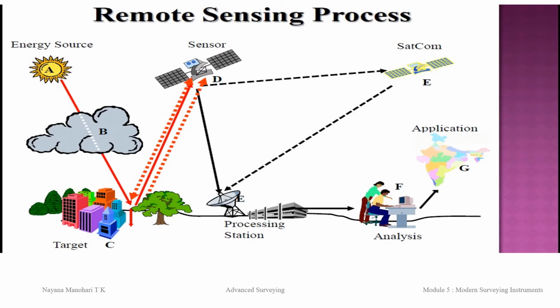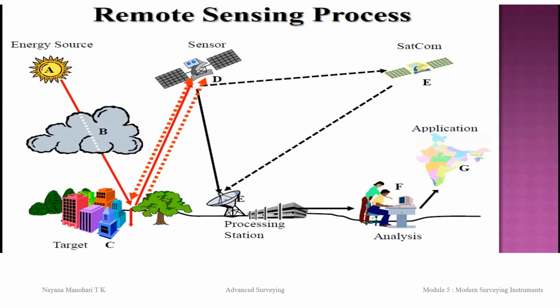Next, what will happen? From E it reaches F, that is interpretation and analysis. The processed image is interpreted visually, digitally or electronically to extract information about the target which was illuminated. Next, finally it reaches G, that is application.